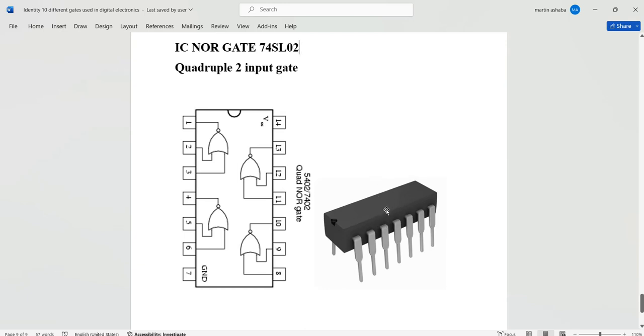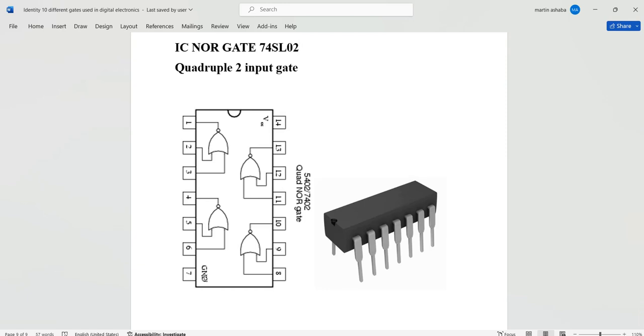So it looks like this in 3 dimensions. And now, when we study the pins of this IC, we see that it has the inputs at 2 and 3, then the output is at 1. Then pin number 14 receives the power supply and pin number 7 is connected to the ground or to the negative terminal of your power source.